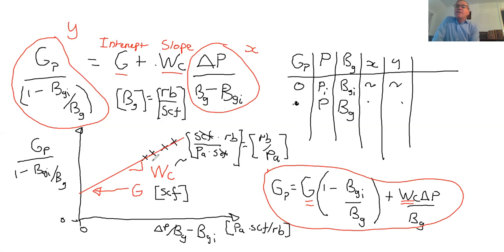But if you deviate from a horizontal line, that tells you there's an aquifer. And actually, it's independent of the aquifer model. If it deviates from a horizontal line, you have an aquifer.